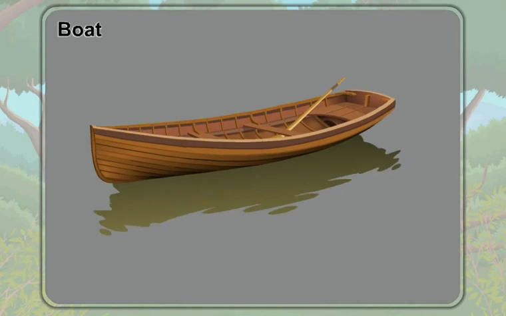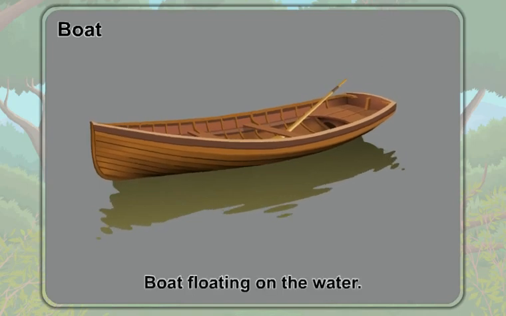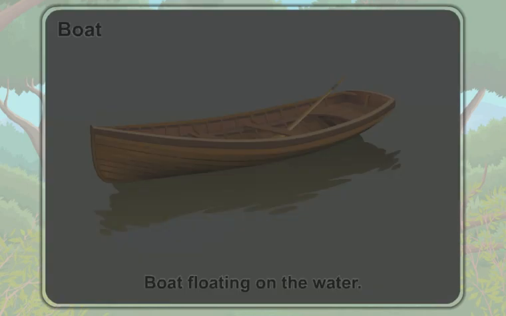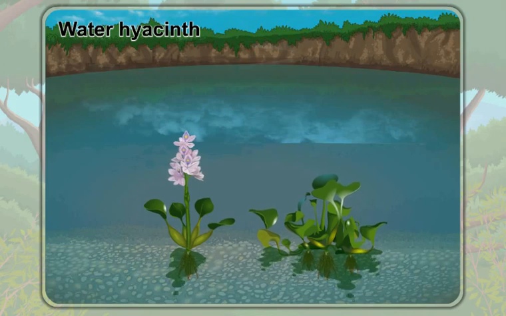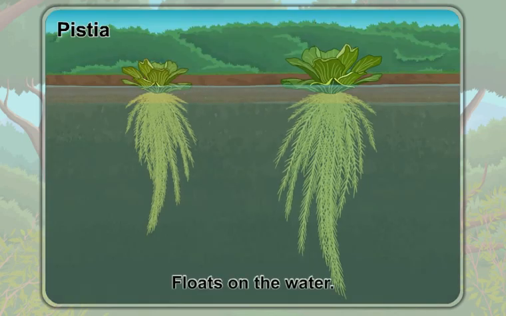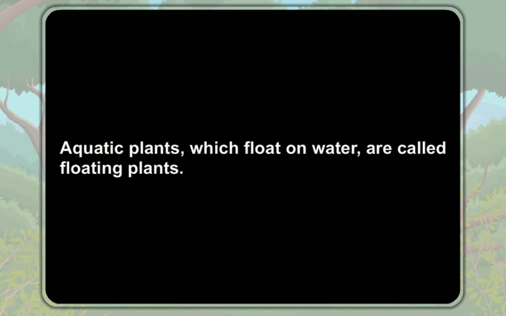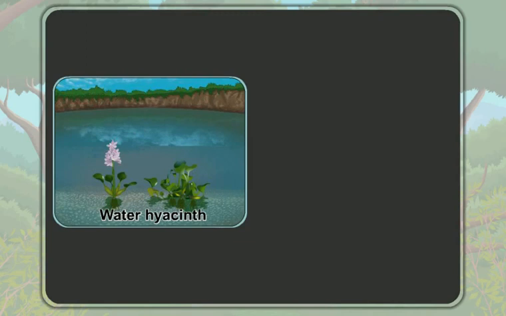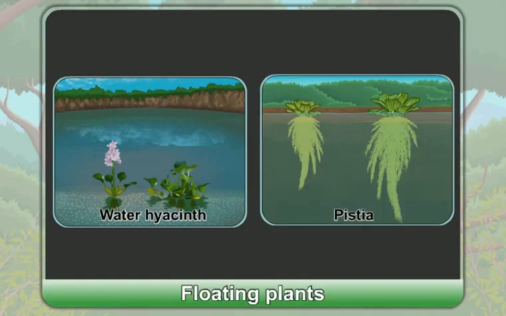Students, you may have seen a boat floating on the water. Have you? Have a look at this water hyacinth. Like a boat, a water hyacinth too floats on the water. A pistia also floats on water. Aquatic plants which float on the water are called floating plants. So, plants like a water hyacinth and a pistia are floating plants.